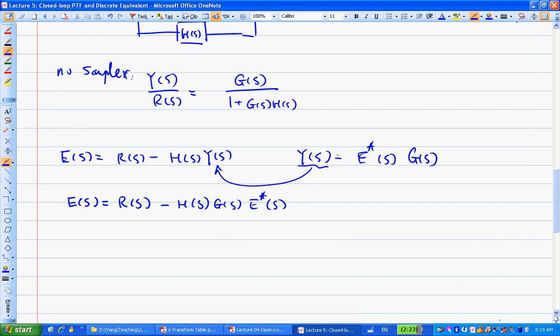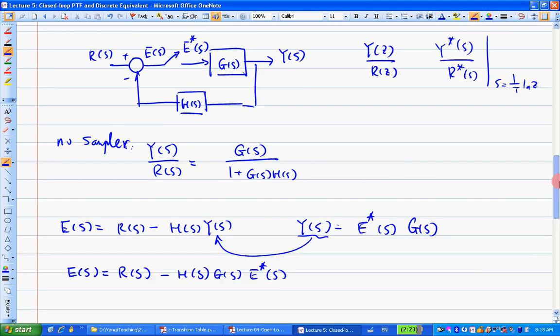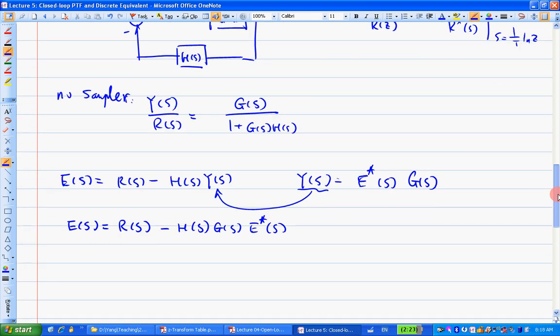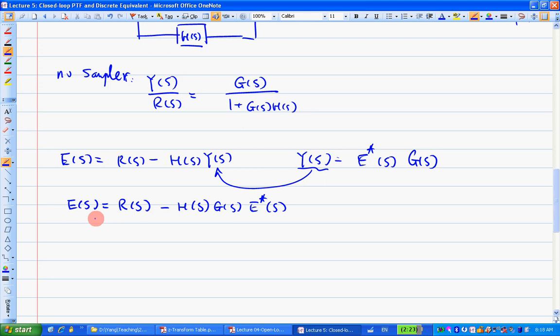So ultimately what we want, as I said, is everything in terms of star here, Y star, R star, right? What we do then is take the star Laplace transform of this expression here. So you take the star Laplace transform of both sides. Here's a mix of regular ones and star ones. So now let's take the star Laplace transform of this.